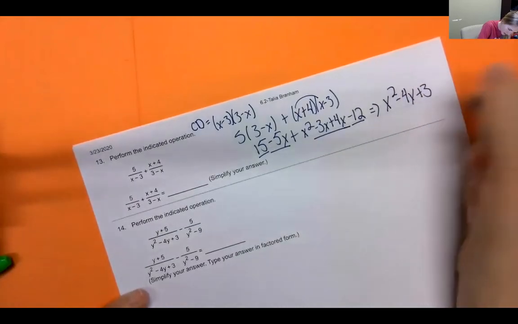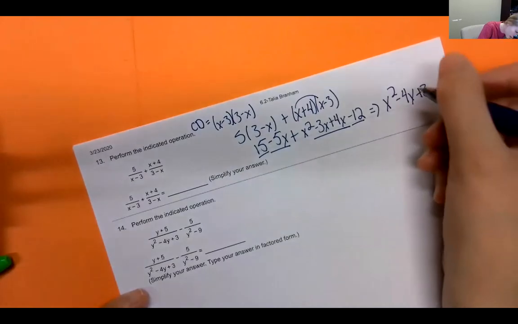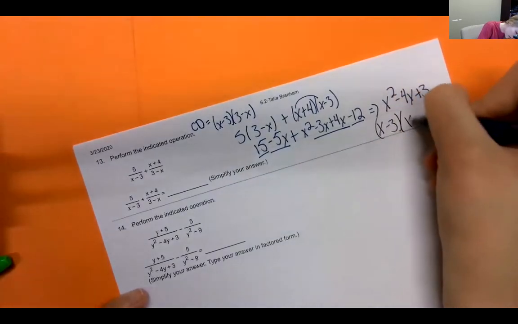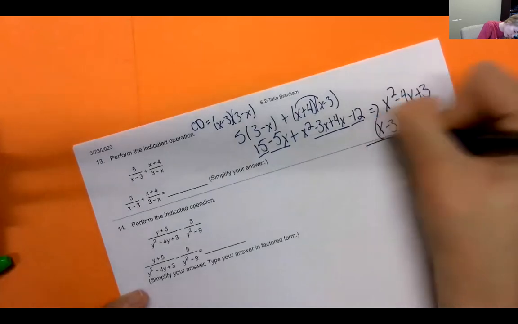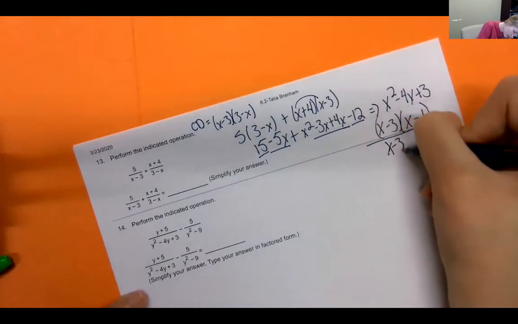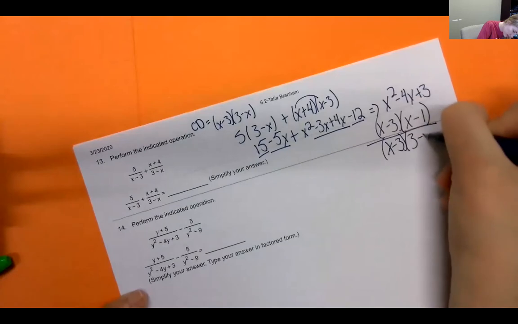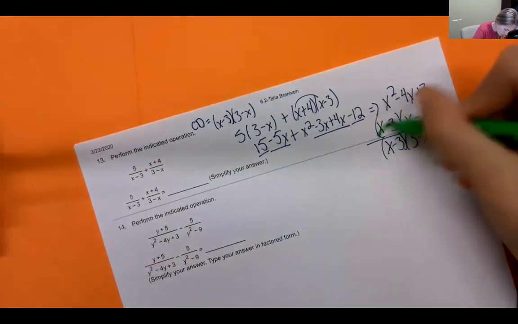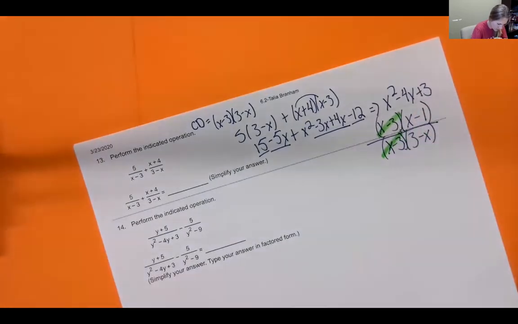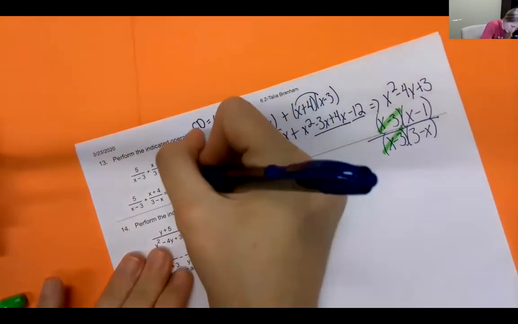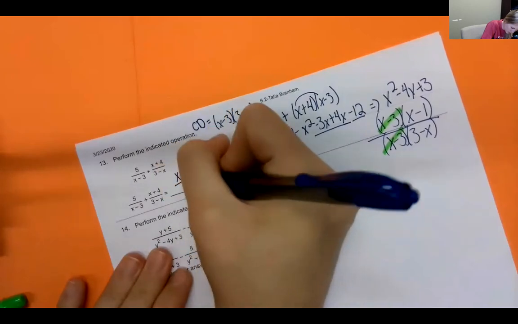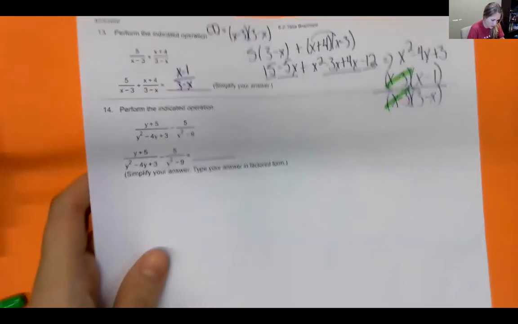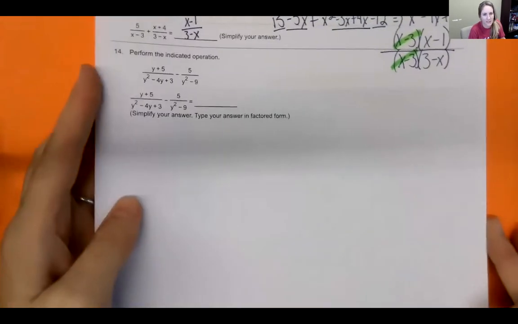Let's go ahead and factor this. So I'd have x minus 3 times x minus 1 over x minus 3 times 3 subtract x. Reduce. And we're left with x subtract 1 over 3 subtract x. I'm just glad I got all this space on this one.